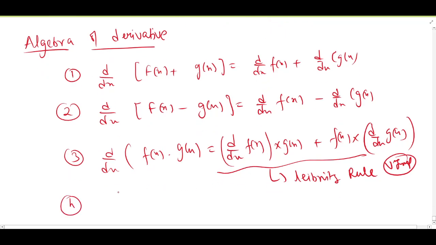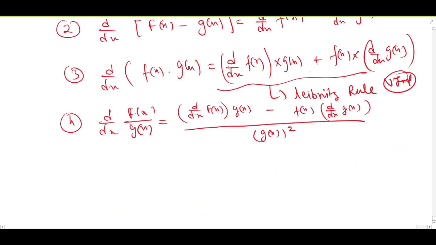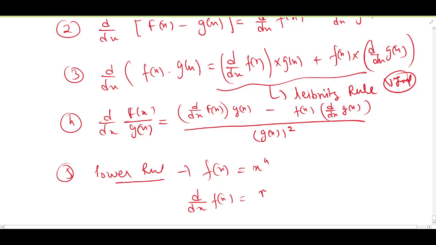And last is the quotient rule: d by dx of f of x by g of x is equal to d by dx of f of x into g of x minus f of x into d by dx of g of x, divided by g of x to the power 2. So next we have the power rule. If we have f of x in the form of x to the power n, then we can find the derivative of f of x as n x to the power n minus 1. So this is known as the power rule.